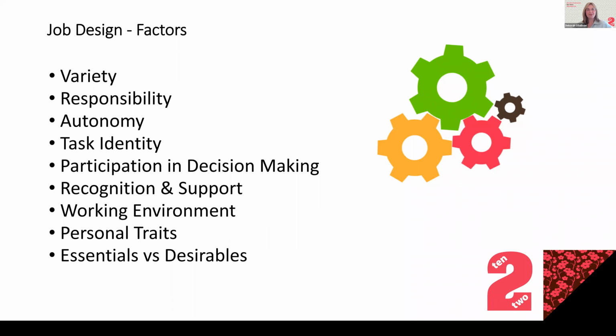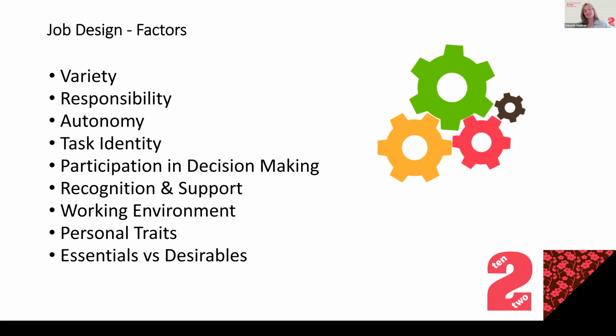Obviously recognition and support, I'm sure you're all brilliant at that. Working environments should go without saying really, but whether it's working from home, checking that people have got the right equipment and they're safely set up, or if you've got an office environment, making sure that's a nice place to work. And then the personal traits, essentials versus desirables. These two points are all about splitting out the sort of person you want from a personality versus the skills and experience they bring. We're going to talk a bit more about that.